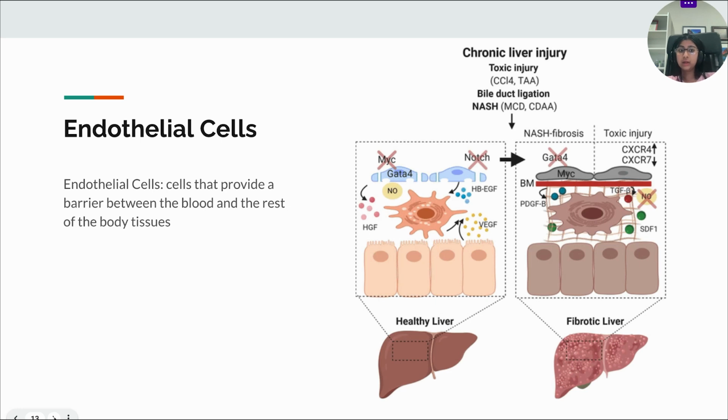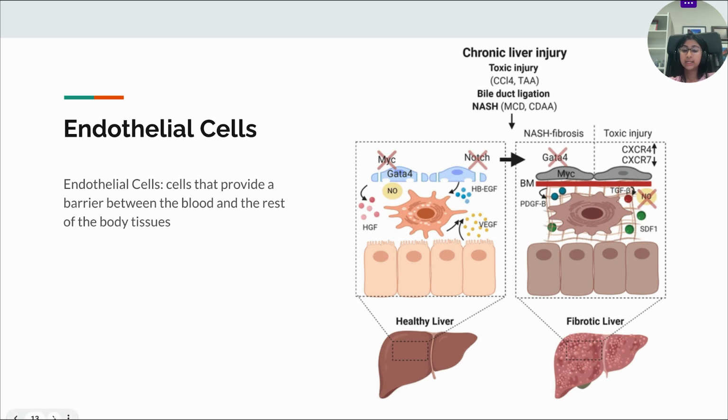Now, moving on to endothelial cells. Endothelial cells are cells that provide a barrier between the blood and the rest of the body's tissues. So hepatic sinusoidal endothelial cells are responsible for causing angiogenesis during MASLD. And this can be harmful to the liver because angiogenesis causes inflammation and fibrosis, as we just saw.